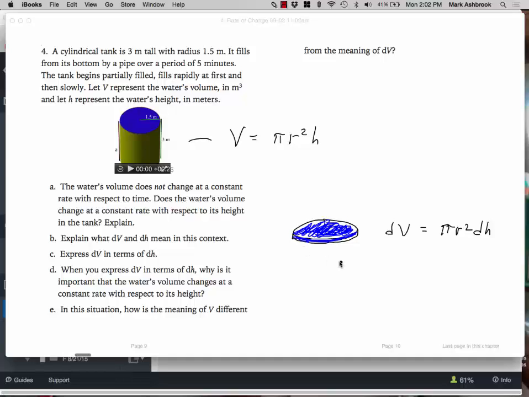Well, when you think about a little volume and a little h, it's also a cylinder. A little teeny h and a little volume is also a cylinder. It's just like a pancake instead of the pipe. So the change in volume is going to be pi r squared times the change in height. So that's how you can express dV in terms of dH. That's part C.